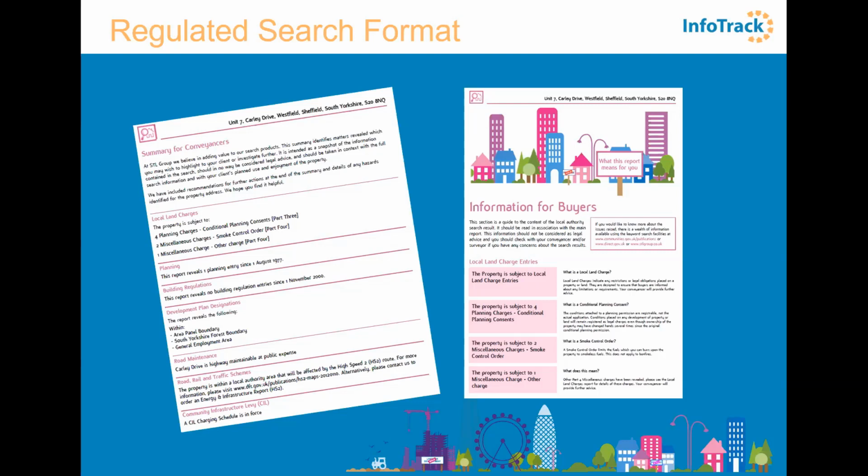So this is actually a couple of pages dedicated to your end client. So what it will do is go through and it will almost be seen as a jargon buster. So for example, what is a TPO? What is a local land charge? Hopefully by you referring your clients onto the information for buyers, it will reduce the amount of phone calls or emails that they put through to you for not understanding the local search. So again, it's just an added benefit that InfoTrack's trying to do to help you guys out.